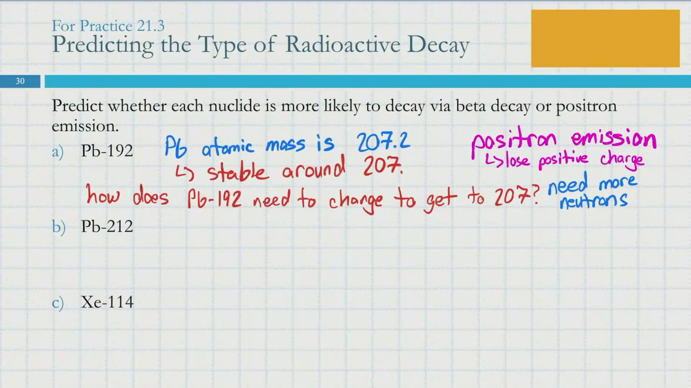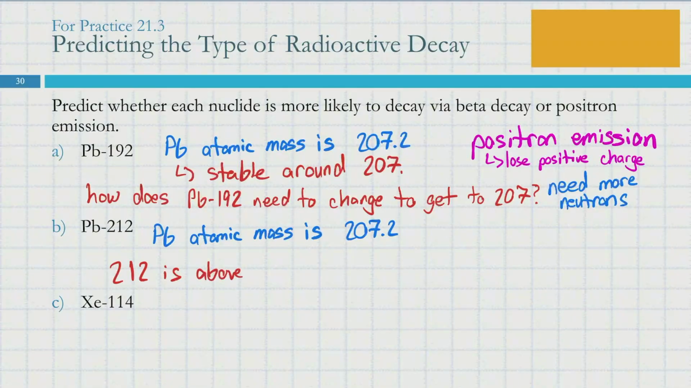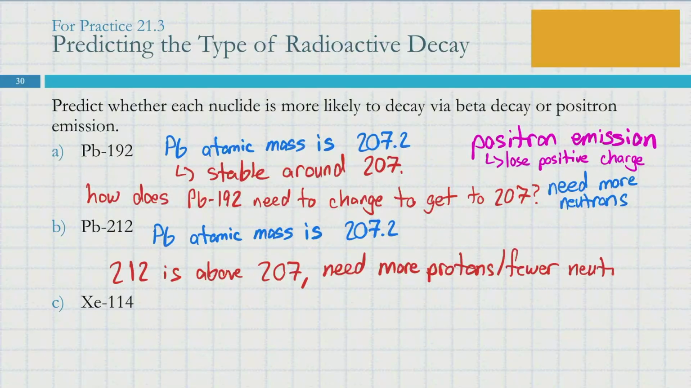For lead-212, the lead atomic mass is still 207.2. 212 is above 207. Need more protons, or fewer neutrons. So we're going to do the opposite process. This will be beta decay.